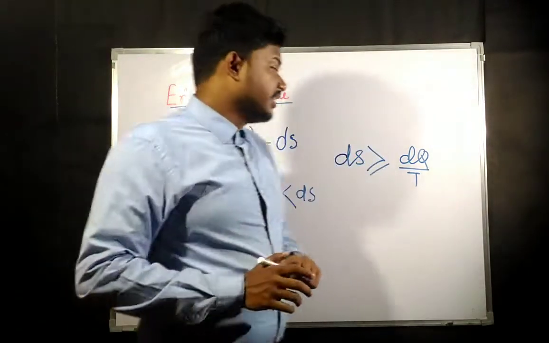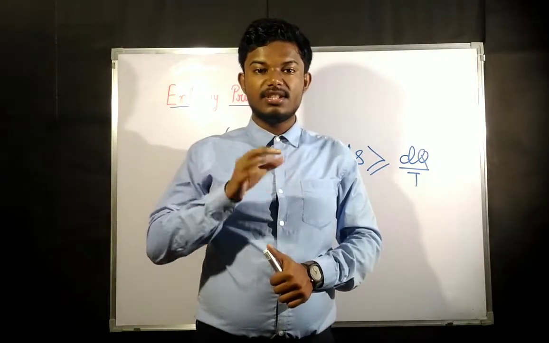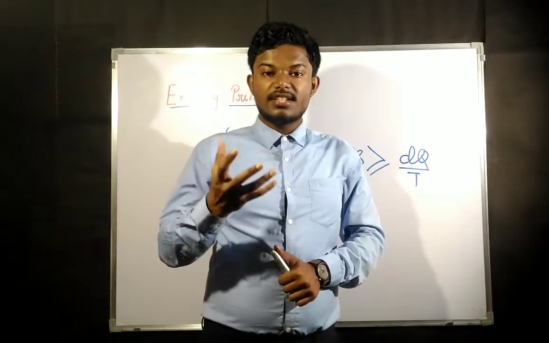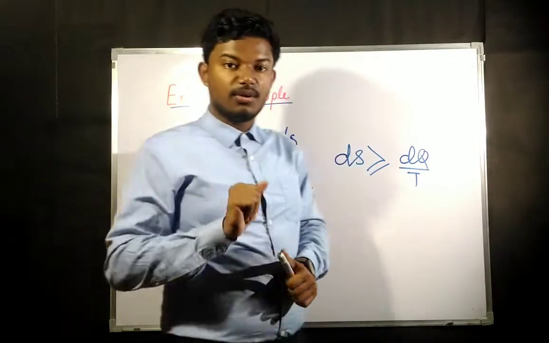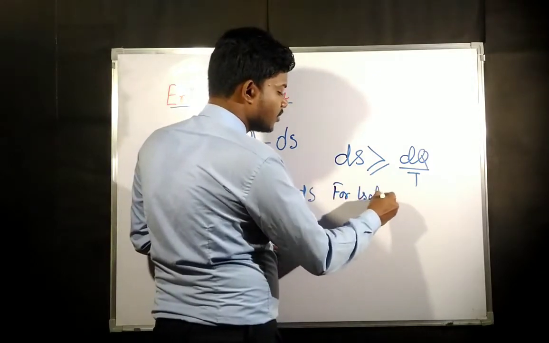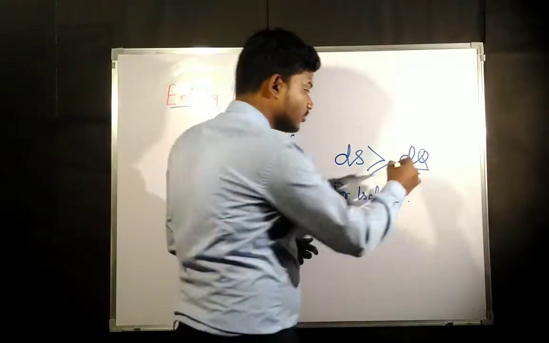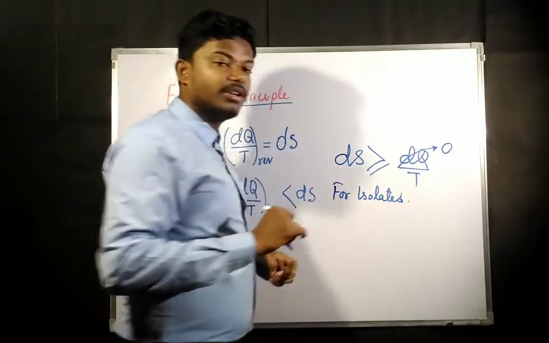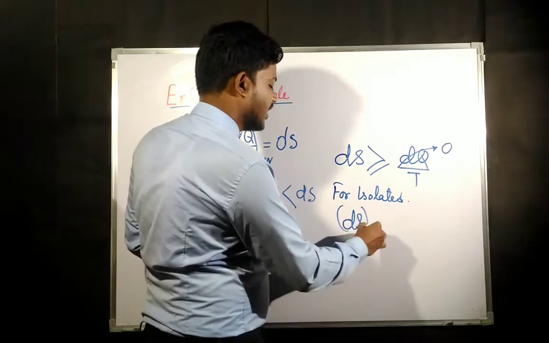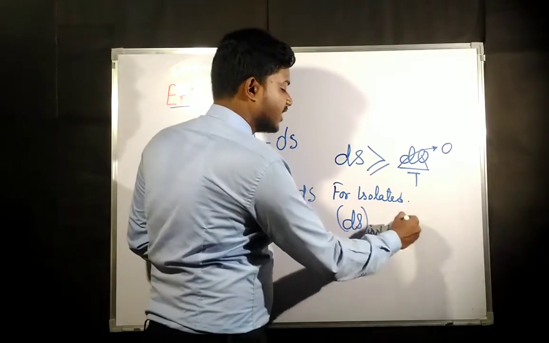Now if we consider an isolated system. What is an isolated system? An isolated system is a system in which neither mass transfer nor energy transfer takes place. For an isolated system, this dq term is going to be 0. So we can say that the change of entropy in an isolated system must always be greater than or equal to 0.